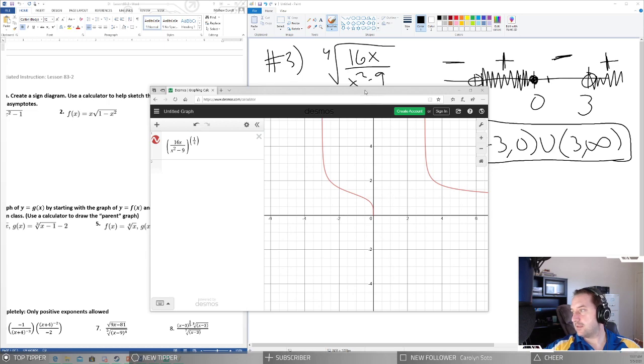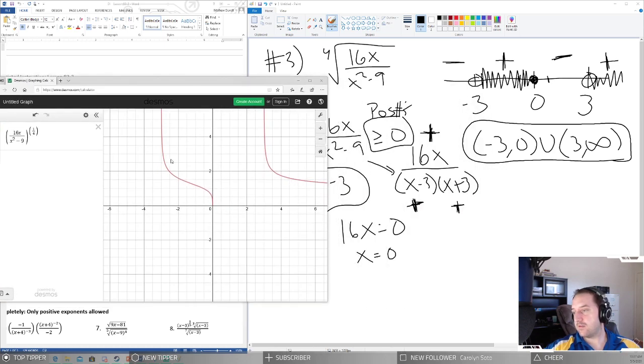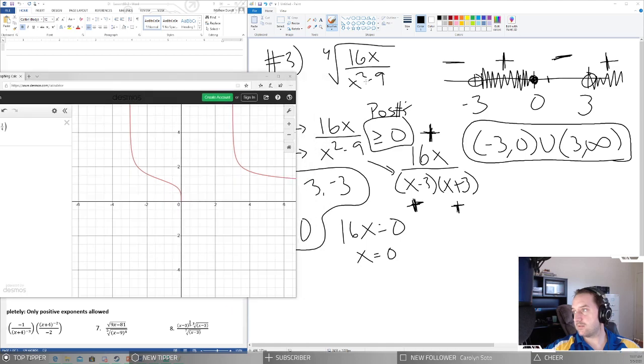So looking at this, it looks like I have vertical asymptotes here at -3, here at +3. And even if you look at what's in the denominator, right? -3 and +3.